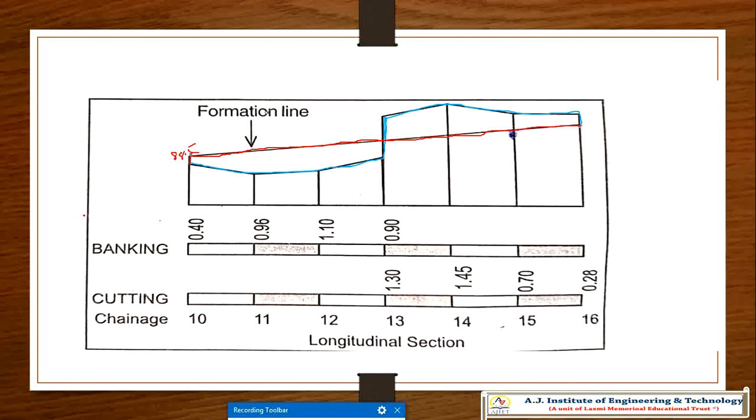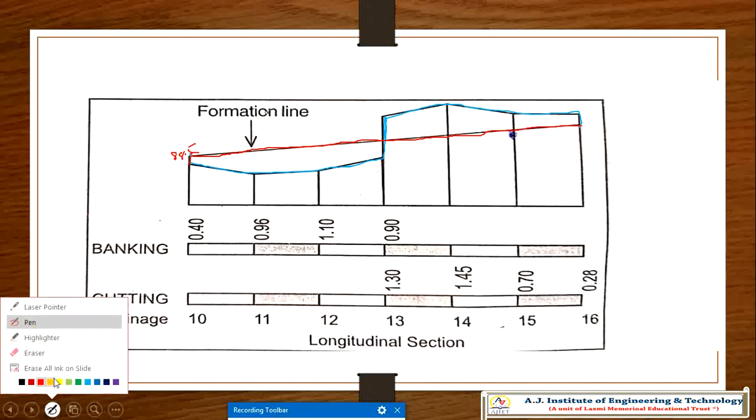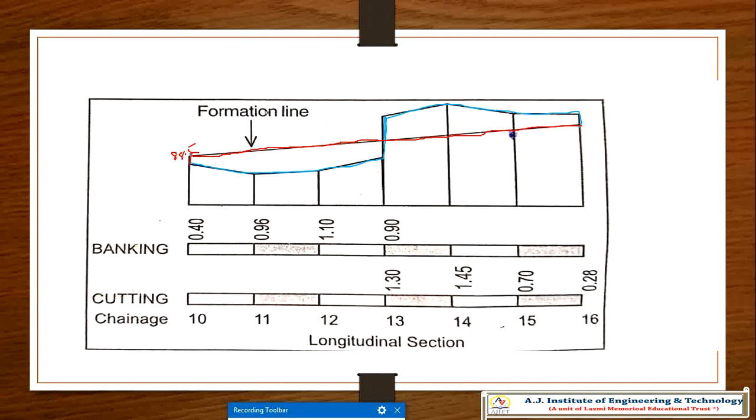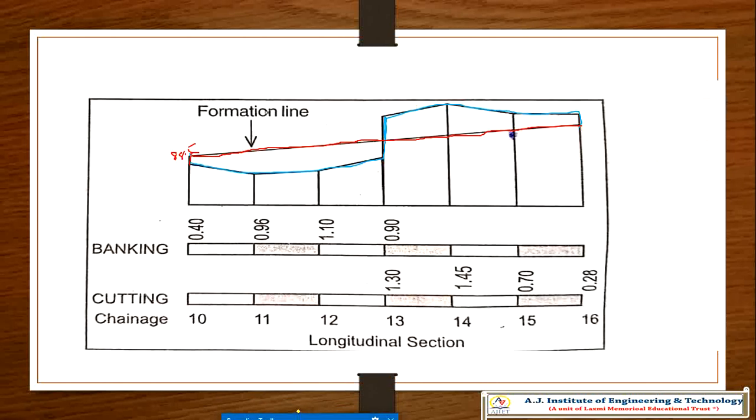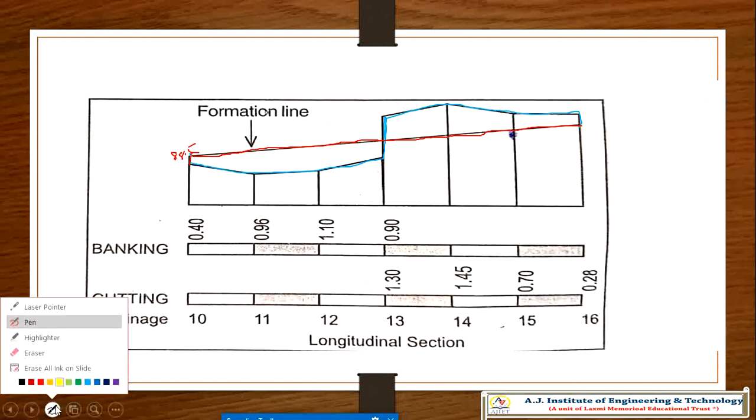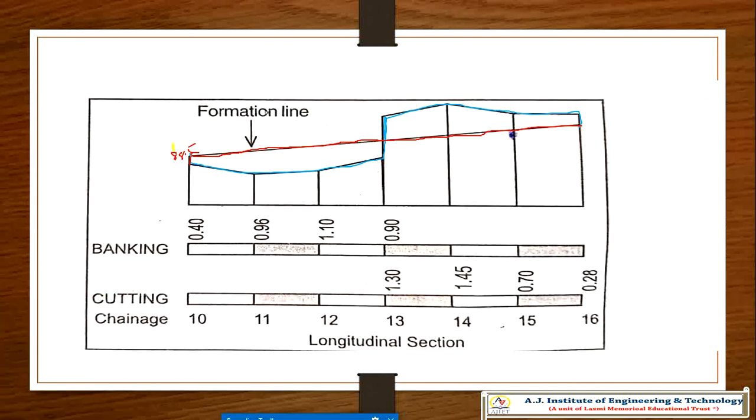This is your formation line. Now what else do you need? Now you need to bifurcate. So we'll bifurcate with banking and cutting. What do you say? This has to be filled. This has to be filled.